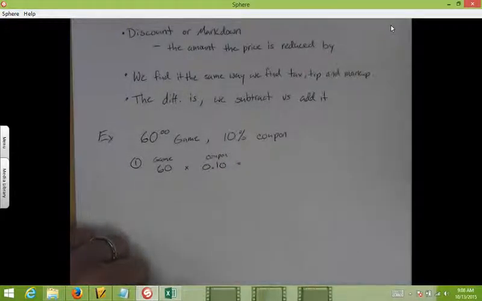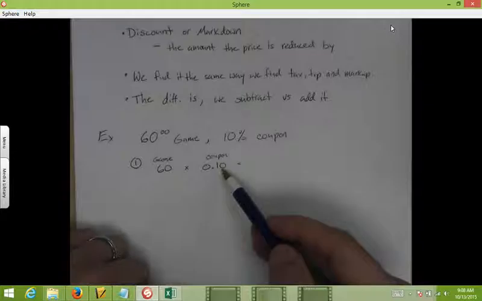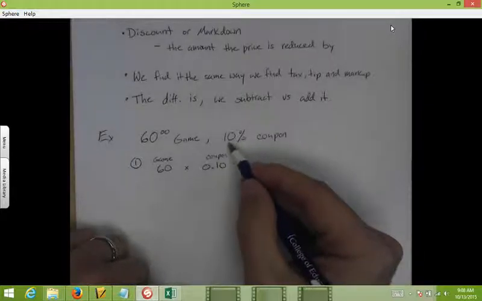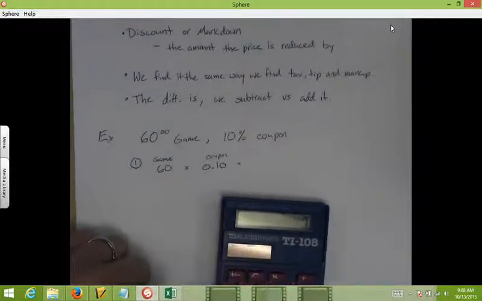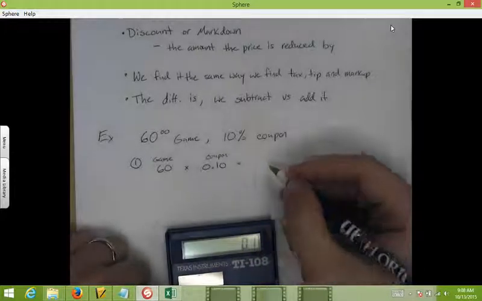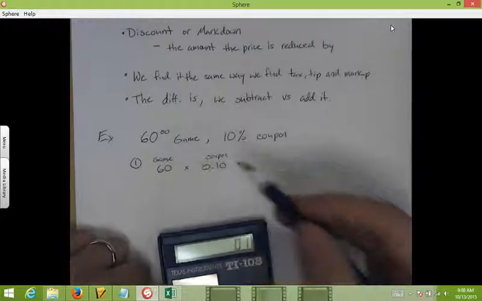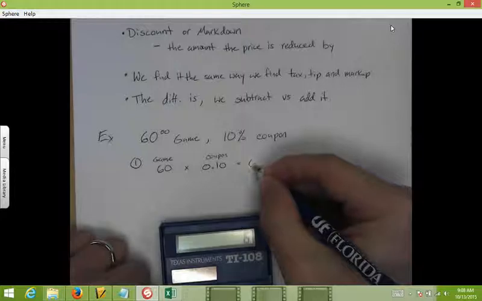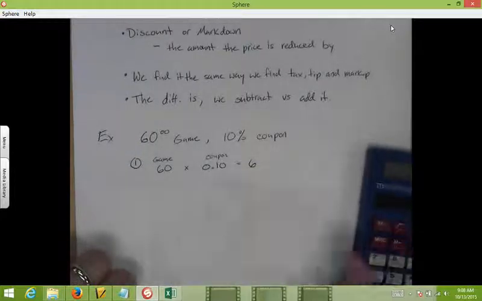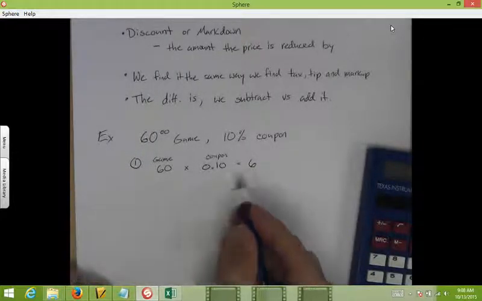And remember, to write this percent as a decimal, you either move the decimal point over twice from the left, or if you can't remember that, just take whatever percent it is, doesn't matter how big or small, and divide by 100, because a percent is always the number over 100. Either way, we get the same thing. So now we multiply this by 60, and we end up with 6. So that means a 10% coupon on a $60 game is going to take $6 off the price.